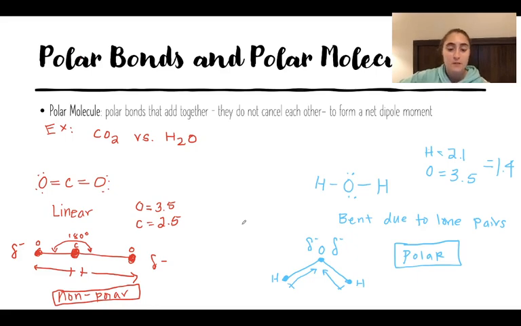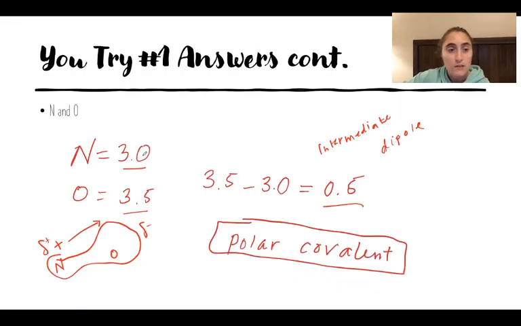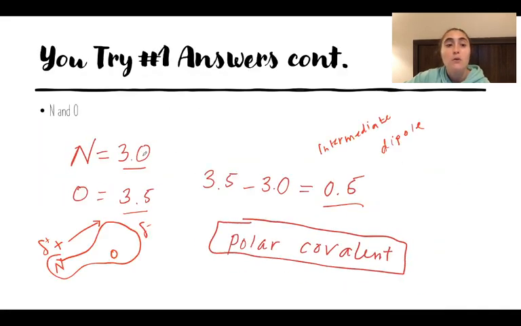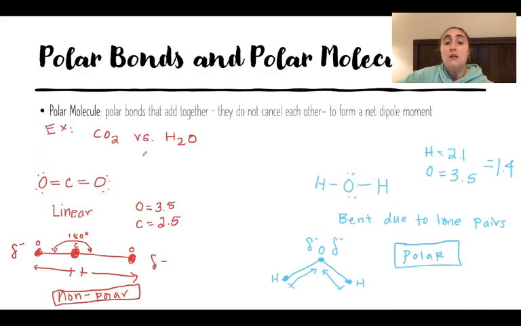Okay, so we're close here. Polar bonds and polar molecules. So now let's look at what a polar molecule looks like. Previously we were talking about polar bonds. Now we're going to talk about polar molecules. So let's look at an example. What is a polar molecule?